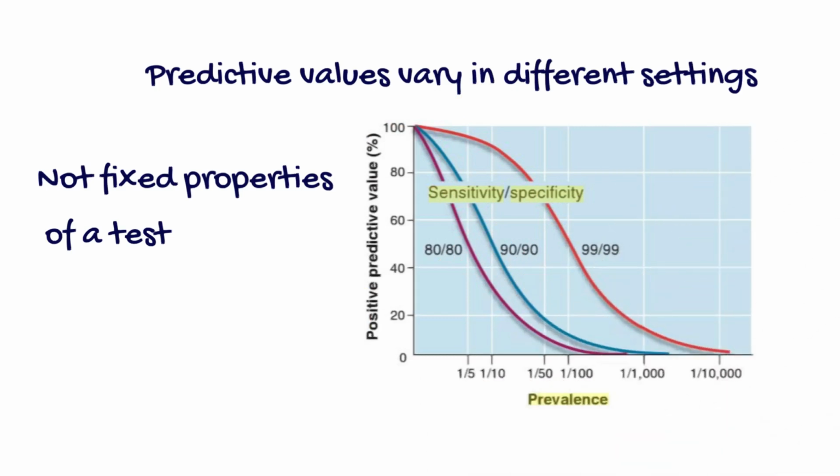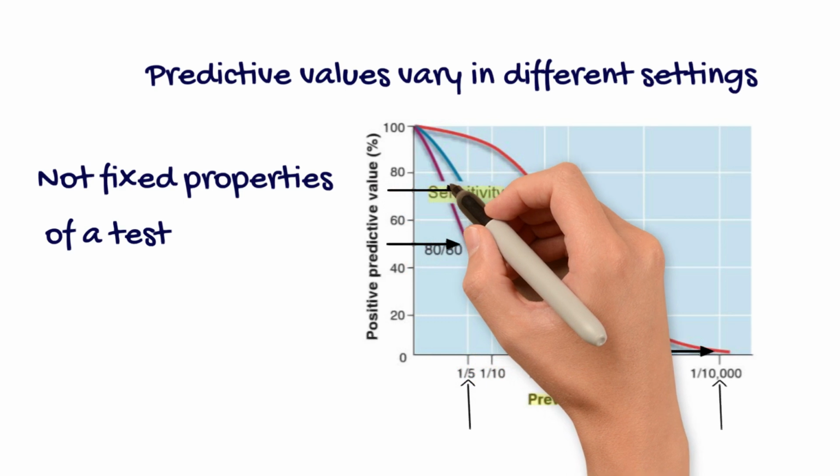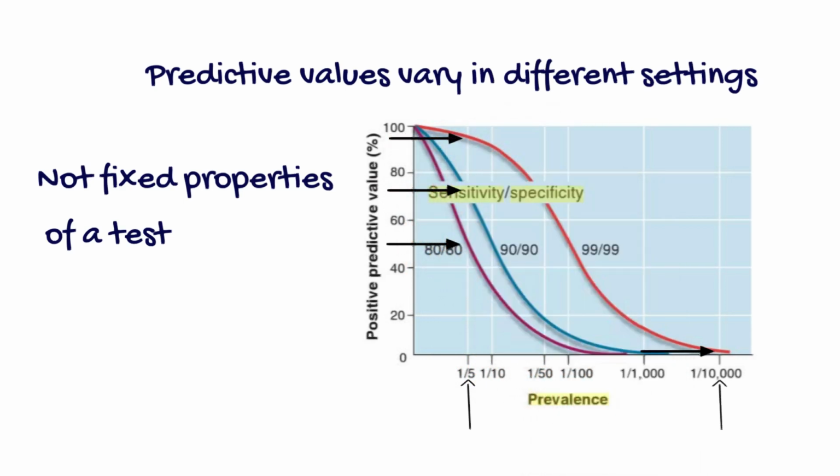As we can see from this chart, we have three tests with the same sensitivity and specificity: 80% and 80%, 90% and 90%, and 99% and 99%. The tests can be applied to different clinical settings where the prevalence of the condition is different. When a condition is uncommon, let's say with a prevalence of 1 in 10,000, then the positive predictive value is lower. However, when the prevalence of the condition is high, let's say 1 in 5, then the positive predictive value is much higher. This means if a condition is rare, then a positive test may not truly identify the condition. The lower the prevalence, the lower the positive predictive value, even if sensitivity and specificity are high.